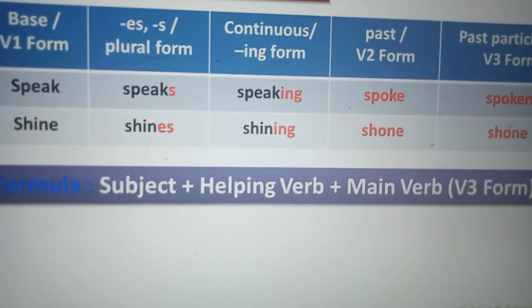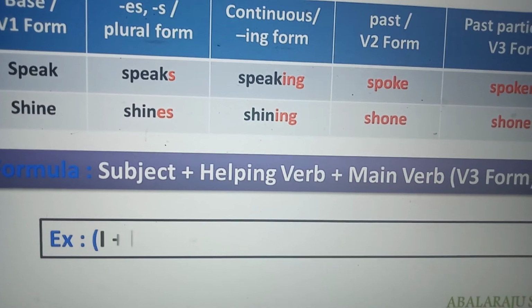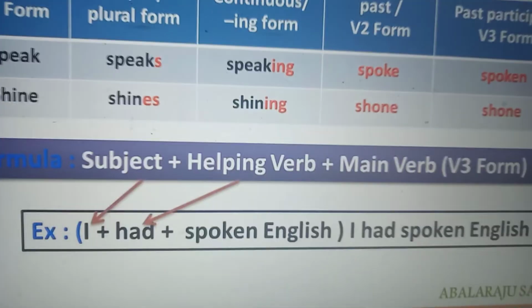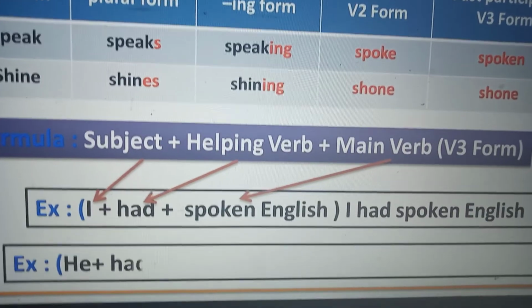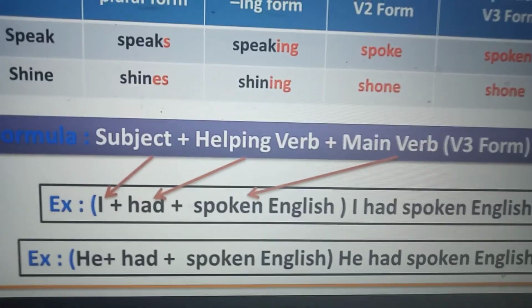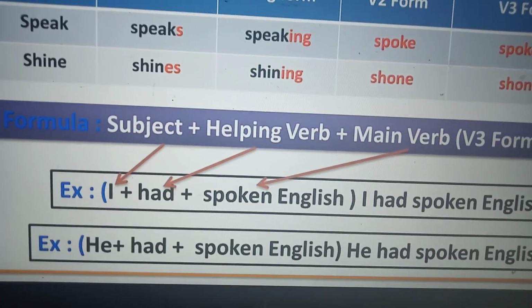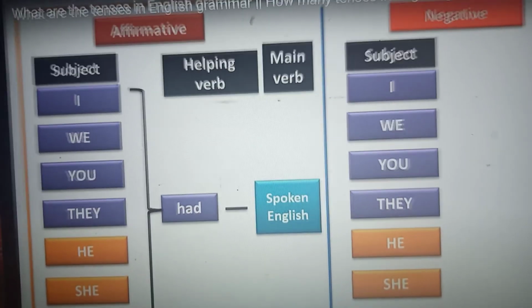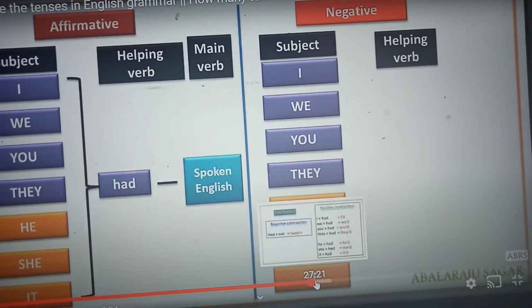Subject plus helping verb plus main verb. I had spoken. For past perfect, the word had has to come. Okay. I had spoken. He had spoken. So in this itself they are telling how to use had in an affirmative sentence and a negative sentence.